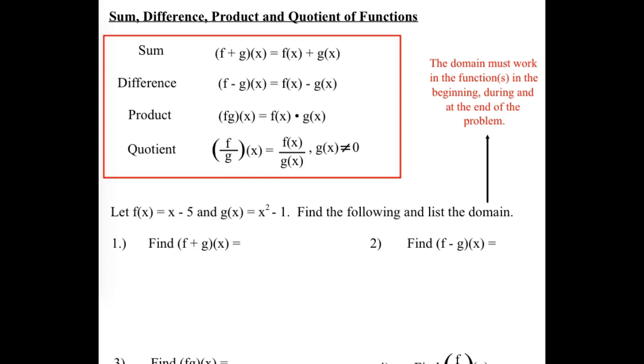Did we do something during the problem that created another domain restriction? Then we'd have to include that as well. Okay? We're going to start out with some basic functions.